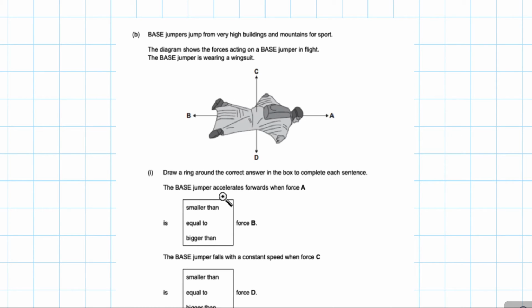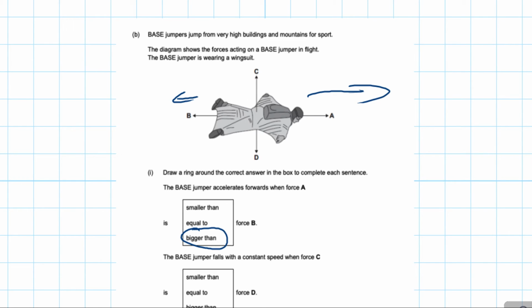The base jumper accelerates forward when A, so A is acting in this direction. If it accelerates forward in A, that means the force B has to be smaller than A for it to do it. So force A is bigger than force B. It's got to be bigger so that it can go forward. If it's the same, then it won't move forward at all, and if B is bigger, then it will move backwards.